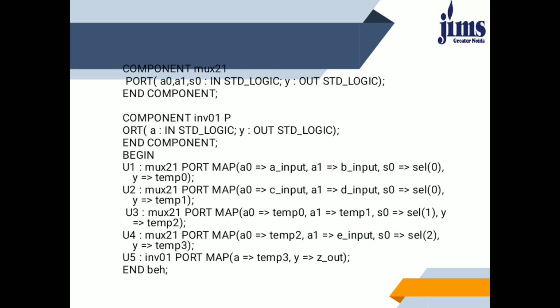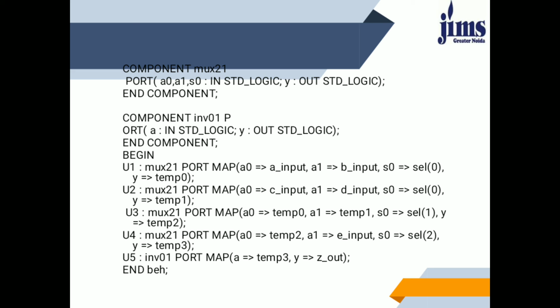Here I am defining a component mux21, mux inv01p. Here mux21 is port mapped with a circuit of mux which is having inputs A0, A1, S0 and so on. So now in this way component instantiation can be done.